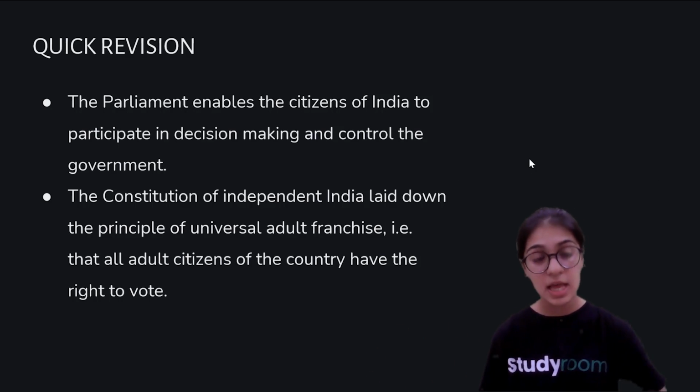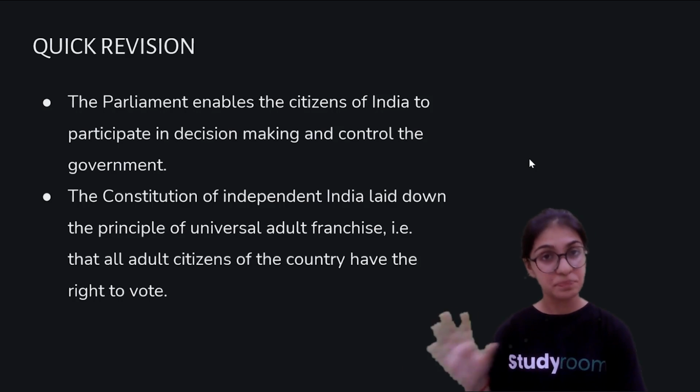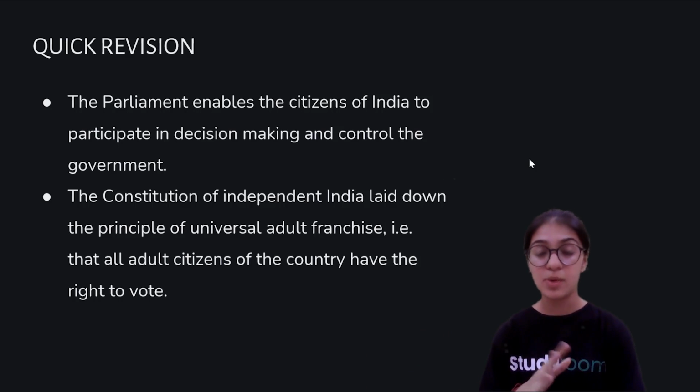The Constitution of Independent India laid down the principle of universal adult franchise, that all the adult citizens of the country have the right to vote. As I just told you, each and every citizen has been given the right to vote for their representative, whosoever they want.